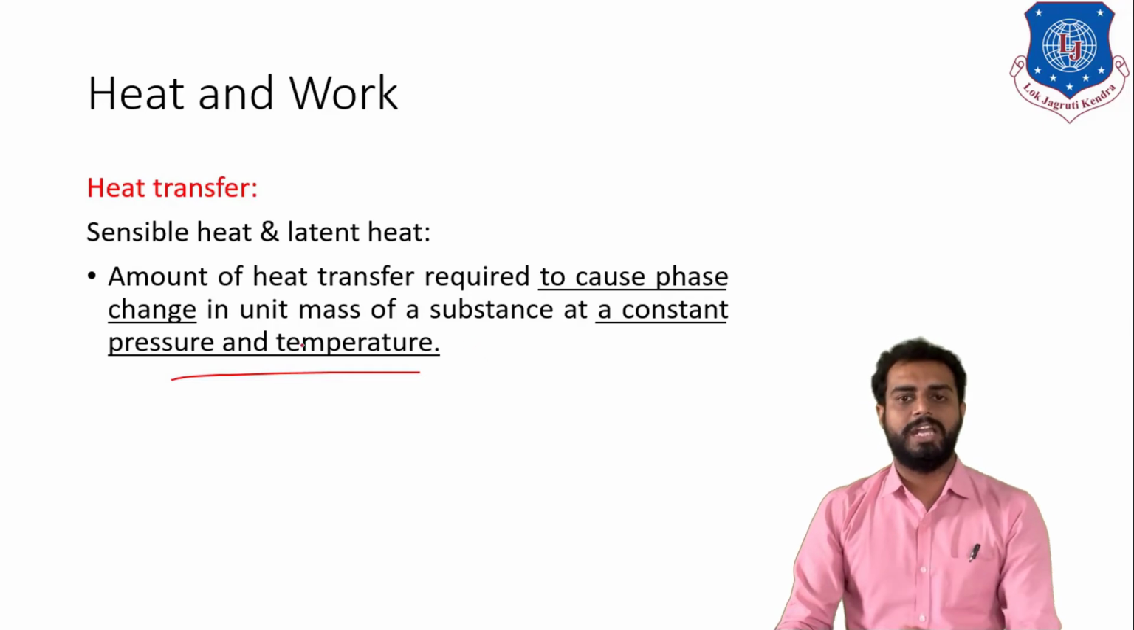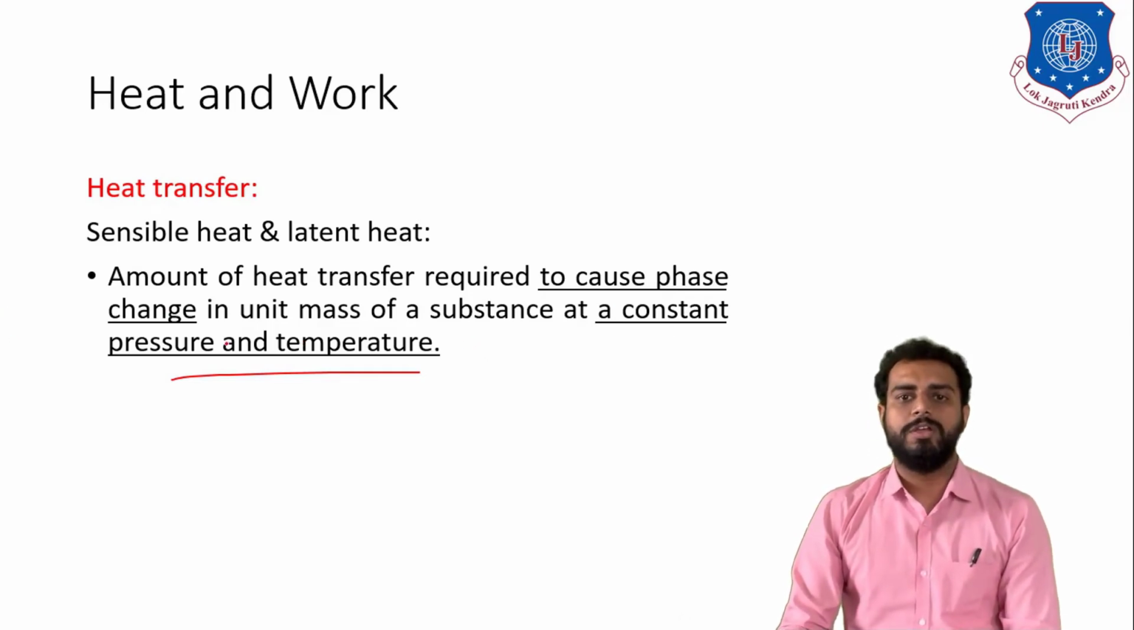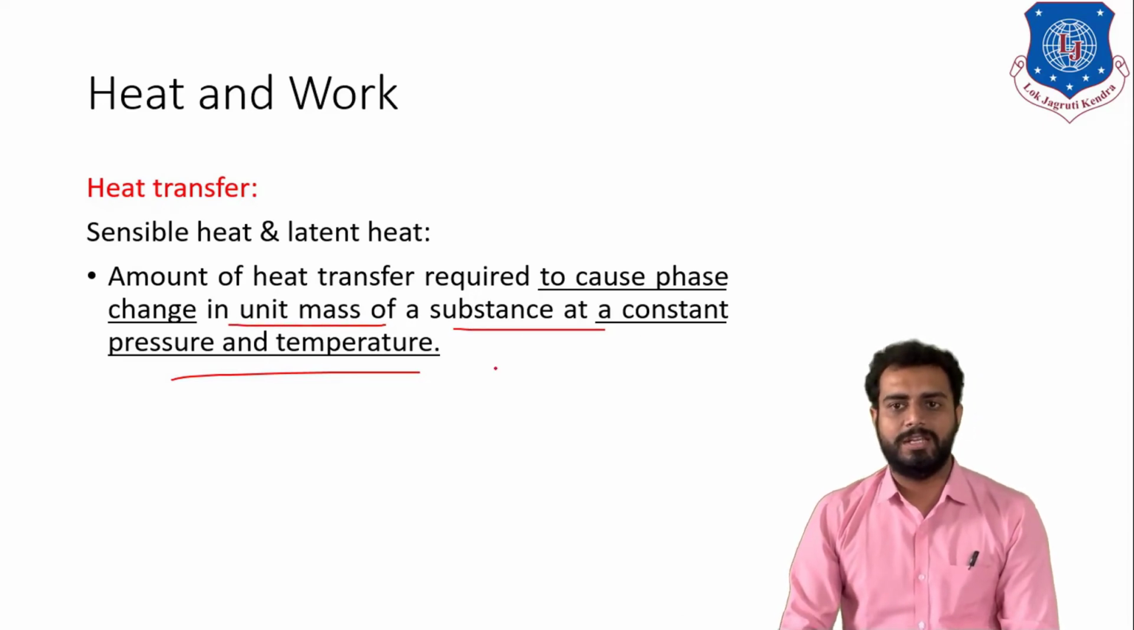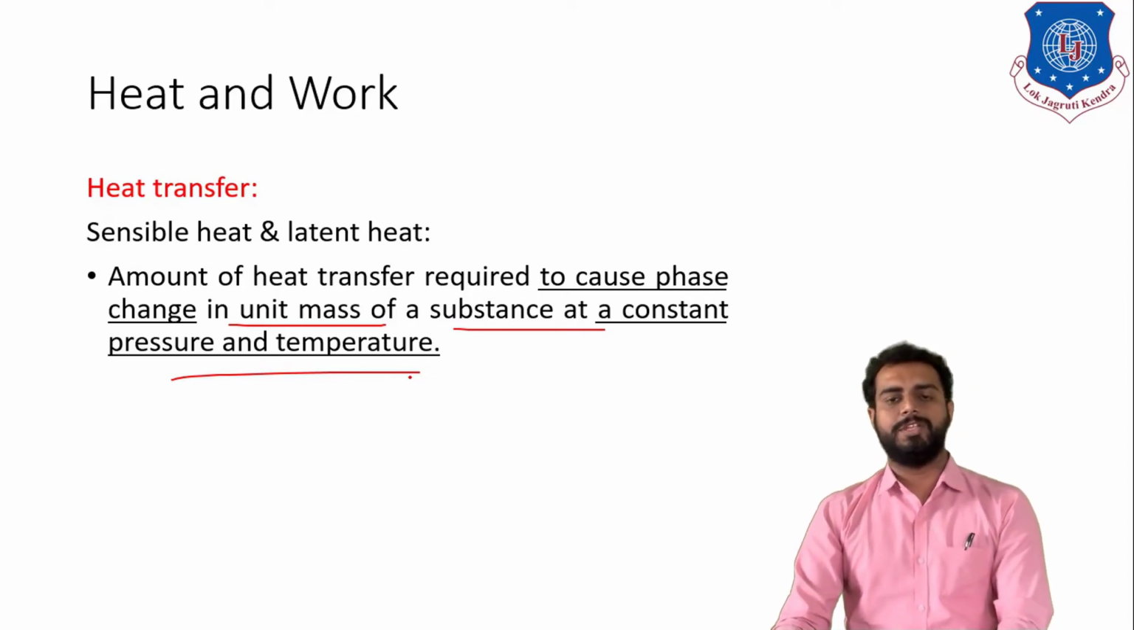So the formal definition will be like this: amount of heat transfer required to cause phase change in unit mass of a substance at constant pressure and temperature. At constant pressure and temperature means what?